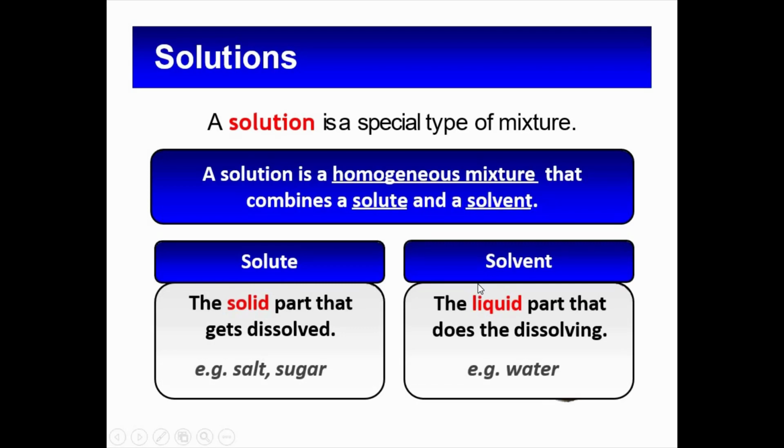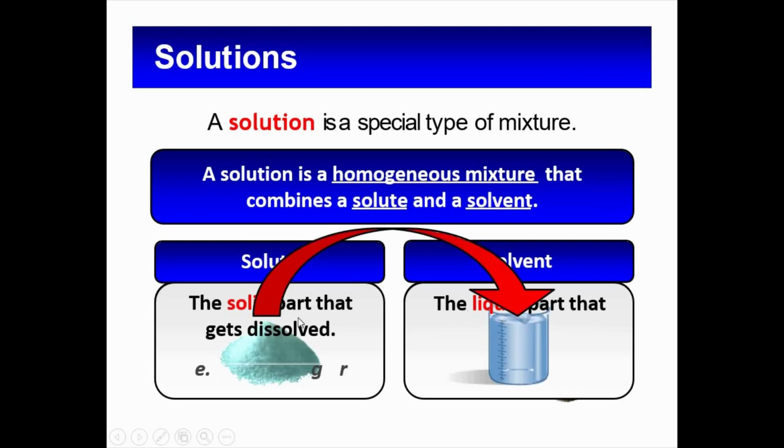Okay, so let's see. I have a solute, which is all the time a solid, part of it gets dissolved, like the sugar or the salt. And I have something also called a solvent, which is mostly a liquid, and the part that does the dissolving, where the solute dissolves in it, like the water. So we're going to add some salt or sugar into the water, forming the solution.